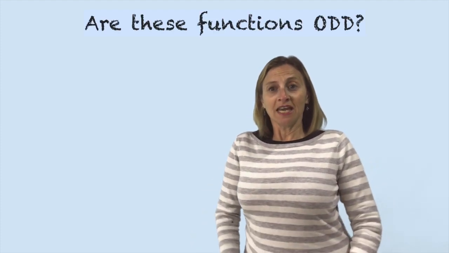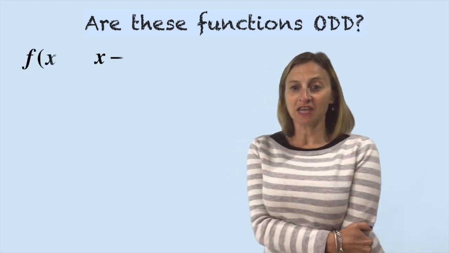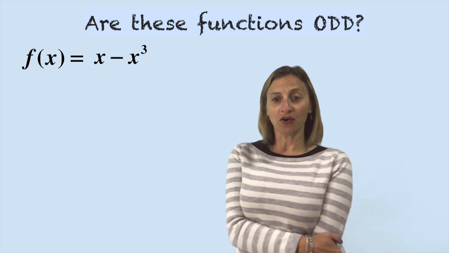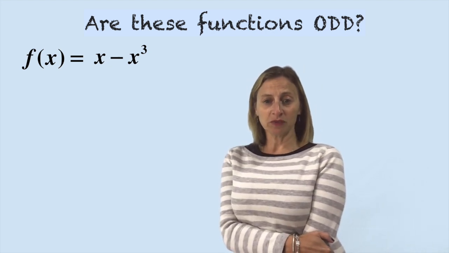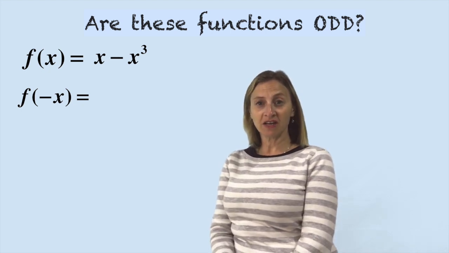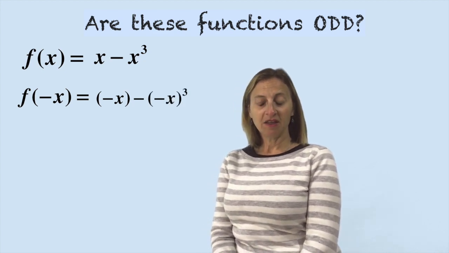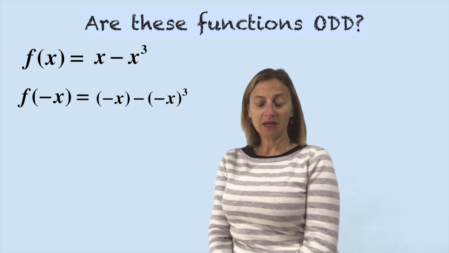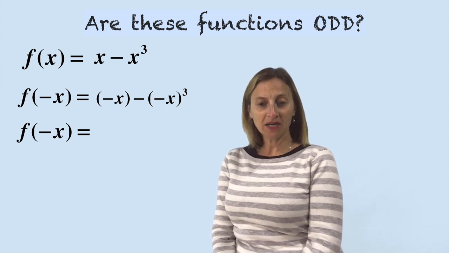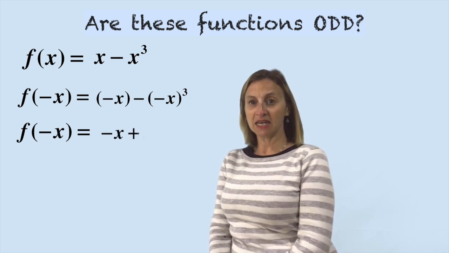Let's take a look at another one so that you can try again and make sure that you understand what's going on. Don't worry, we're going to go through enough for you to get the idea at the end. Let's have a look. Is this function odd? f of x equals x minus x cubed. The first thing we need to do is to find f of minus x. Wherever there's an x, replace it with minus x. Then we're going to simplify what we have in the brackets, and we're left with f of minus x equals minus x minus minus x cubed, which makes it minus x plus x cubed.